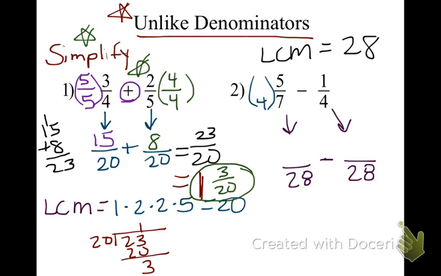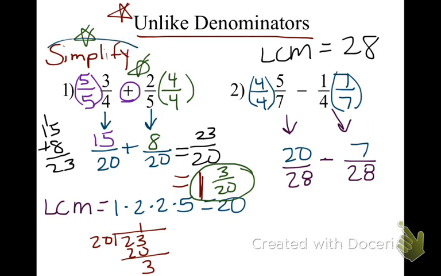Whatever you do to the bottom, you must do to the top. So 4 times 5 is going to give me what? It's going to give me 20. Now, how does 4 become 28? By multiplying it by 7. Whatever you do to the bottom, you must do to the top. Now what's 1 times 7? 1 times 7 is 7.